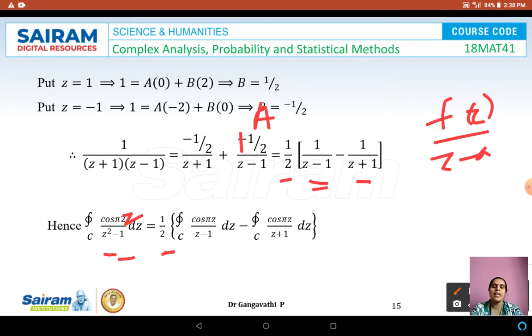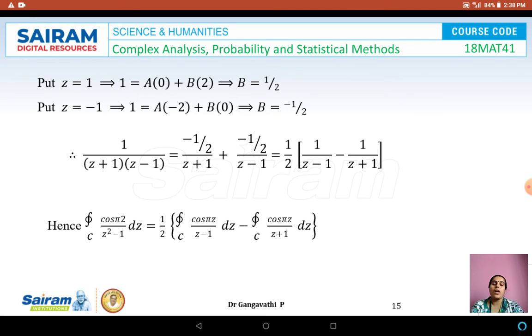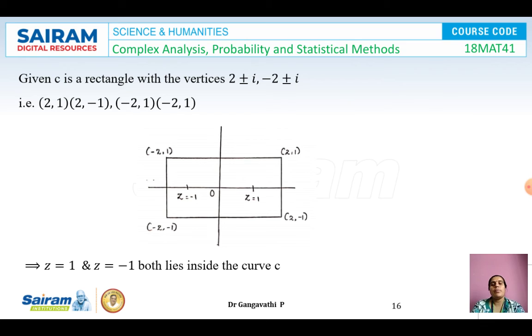We can write it like this: half into integral over C of cos pi z by z minus 1 dz, minus integral over C of cos pi z by z plus 1 dz. So we have segregated the terms, and now we can apply the complex integral formula. In order to apply that, we need to check whether the points lie inside the curve or not.